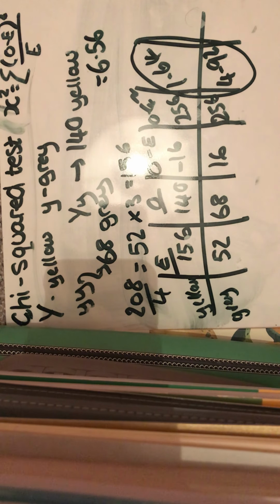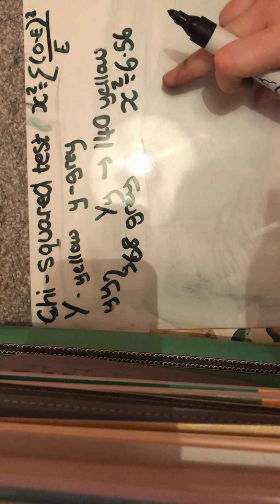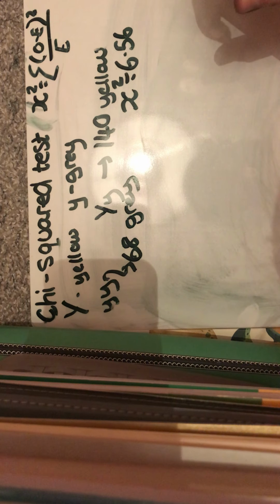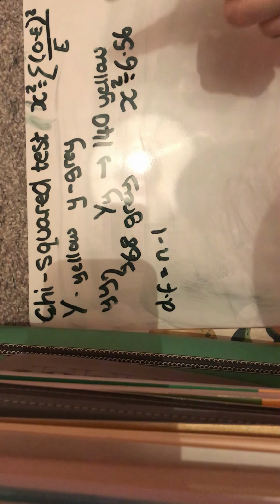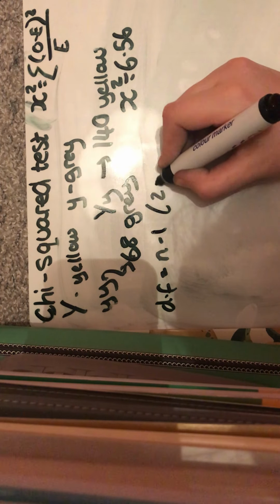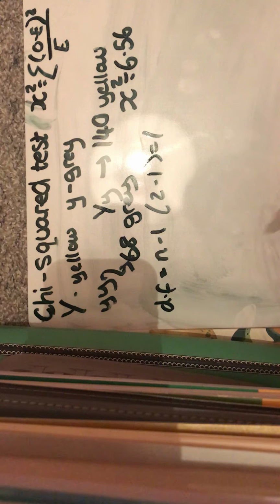All right. Clear a bit more space on the board. So now we've got x squared here. Don't be tempted to square root it. X squared is just a symbol for chi-squared, so we don't need to square root it, leave that as it is. Now we need to find the degrees of freedom, and that is always n minus 1. In this case, we've only got two phenotype options, grey or yellow. So it's 2 minus 1, which equals 1. So our degrees of freedom equals 1.